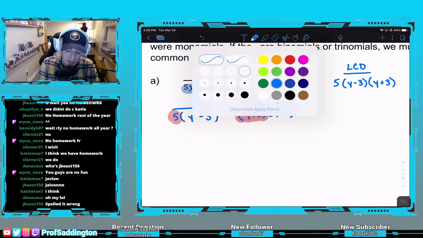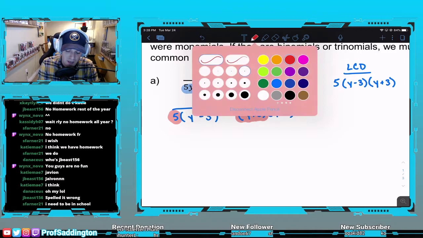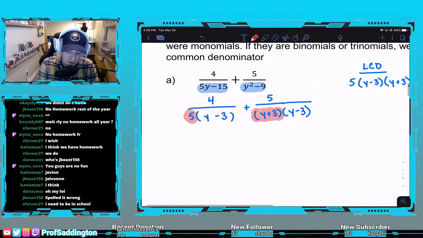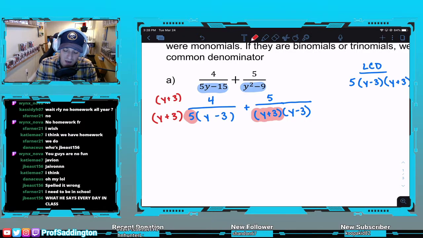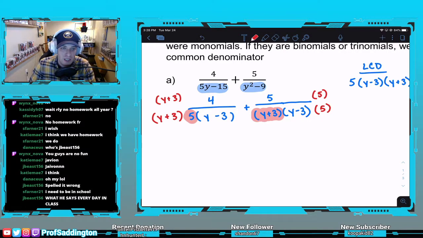So when you guys go to solve this out, I know that I'm going to have to multiply my first fraction by y plus 3. So whatever I do to the bottom, I got to do to the top. And I know I'm going to have to multiply my second fraction by 5, because that's the only piece that was missing in those denominators. So now I'm just going to multiply it out.